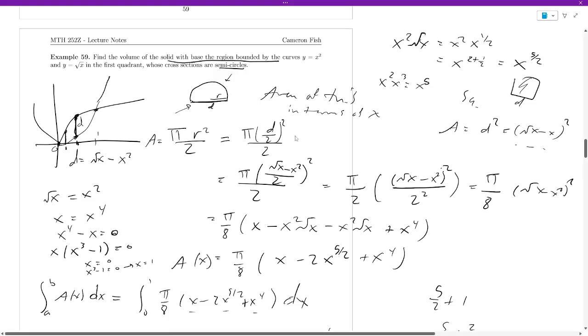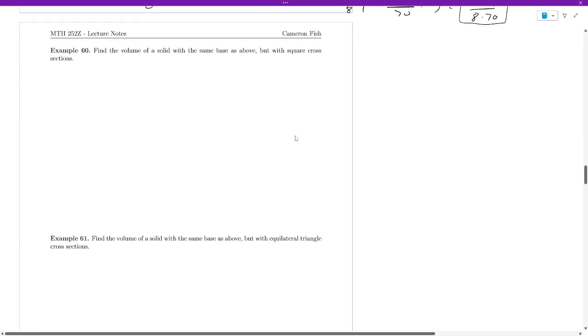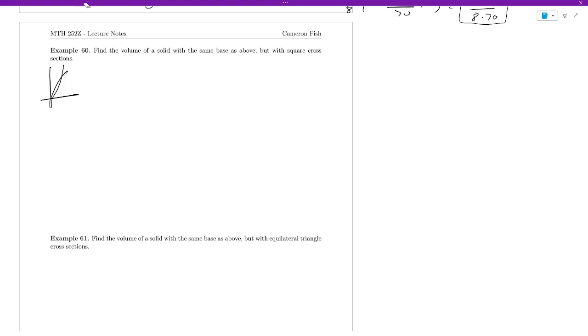Cool. On the next problem, it's actually going to be the exact same region, so I'm going to go faster, but the difference is we're going to do square cross sections. So we'll just see what happens when we do that as well. I basically mentioned it already, but there's a lot we can shortcut, right?